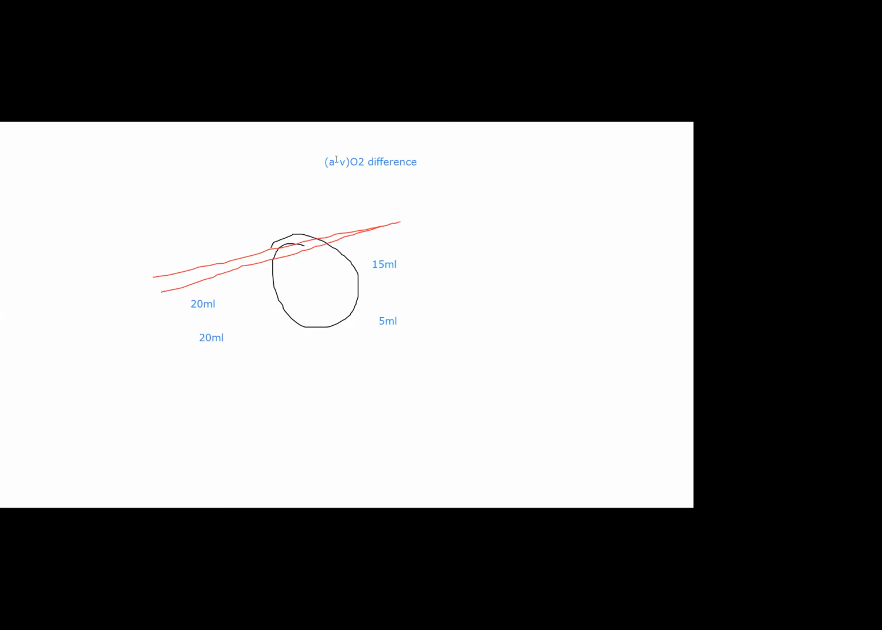This is a very, very, very important concept that we're going to talk about a lot after the midterm. Very important to training adaptations. Questions on that term? These are not numbers you need to know. This was just to illustrate the concept of what AV O2 difference means. We good?